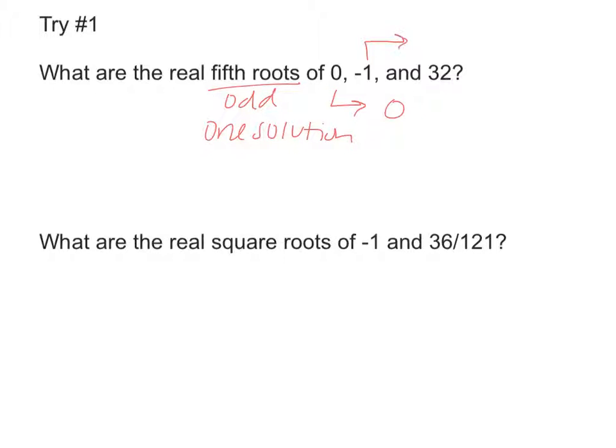Negative 1, there's only one solution, and if it's negative, it must still be negative, so that one's negative 1, and then 32 is going to be 2. Okay. Square roots, right? That means it's even. And that's 2 solutions.